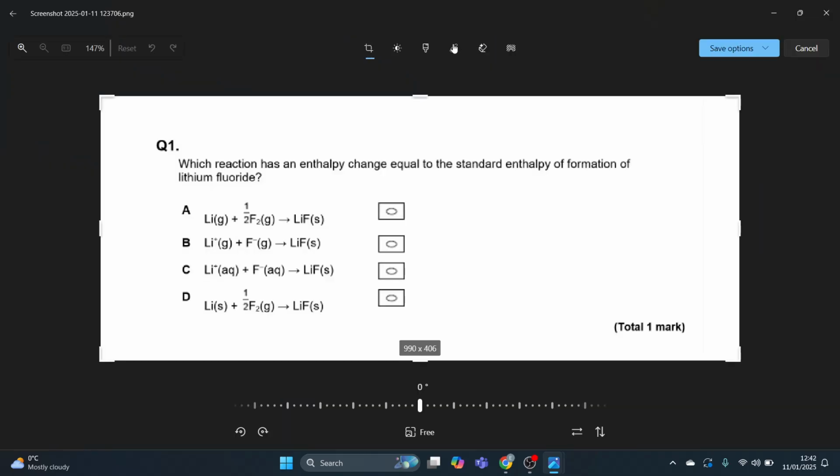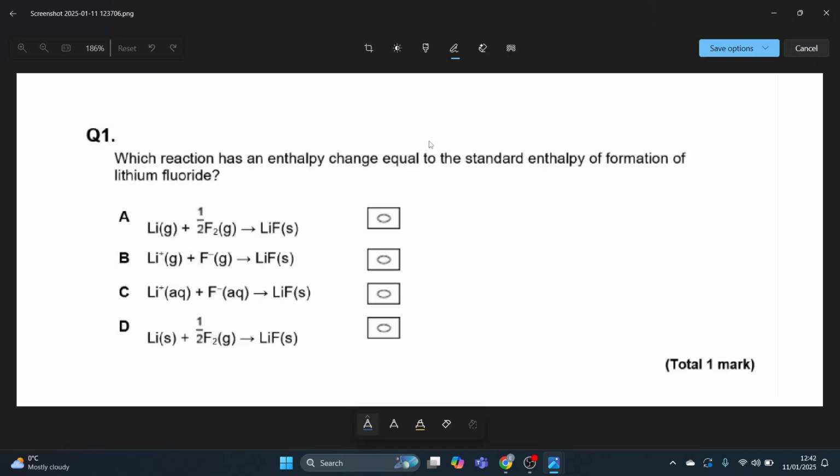Energetics, more multiple choice questions. A lot of these, actually I think all of them, are just repeats from what I've previously done, but it's fine, just reinforcing them. So B and C are absolutely incorrect because they involve ions, and for standard enthalpy of formation we're not trying to get that. And then between A and D, you just look at the standard states because everything else is the same.